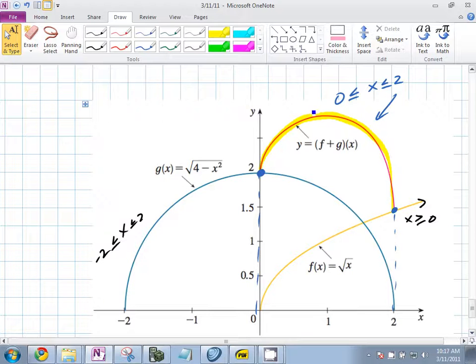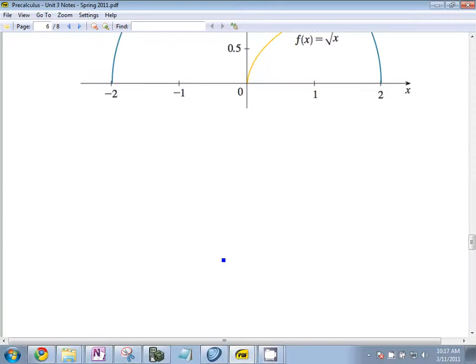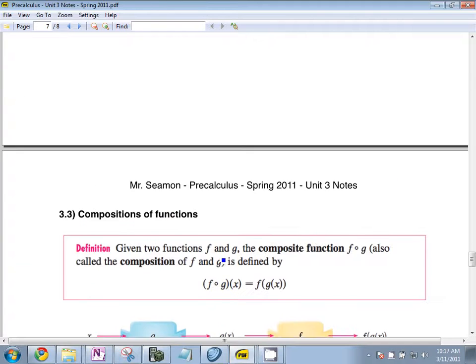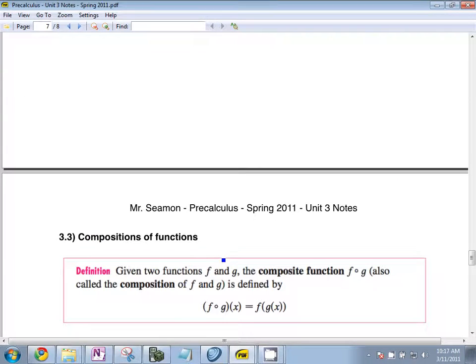We need to do the next topic, which is composition of functions. How many people have seen the phrase composition of functions before? Simply put, composition of functions is taking one function and putting it inside another. That's all it means. Have you done that many times before?